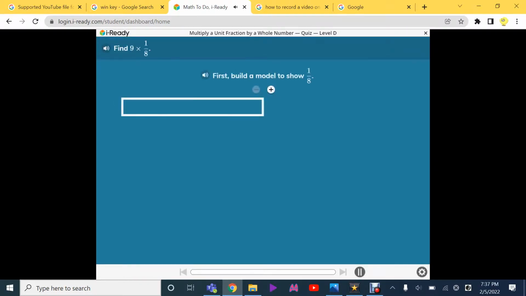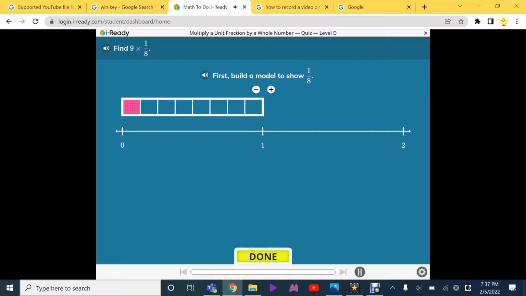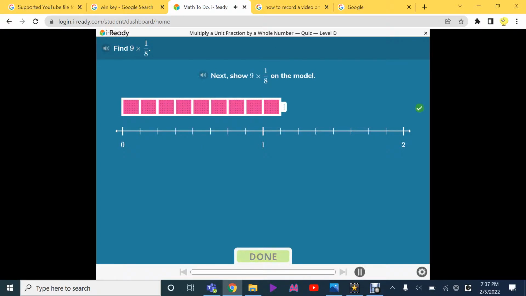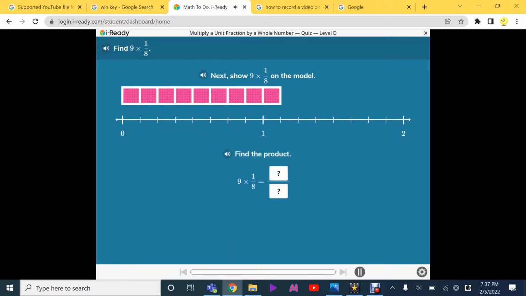Find 9 times 1/8. First, build a model to show 1/8. I don't feel like talking to you right now. Next, show 9 times 1/8 on the model. The model already shows 1/8. Drag the tab. Find the product.